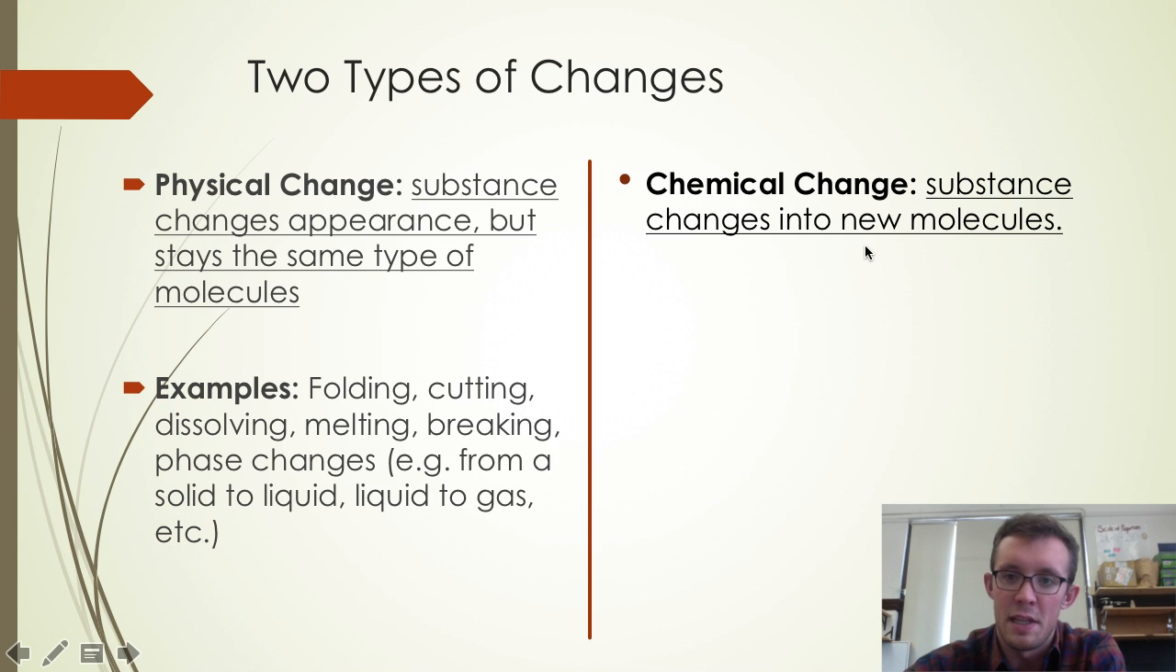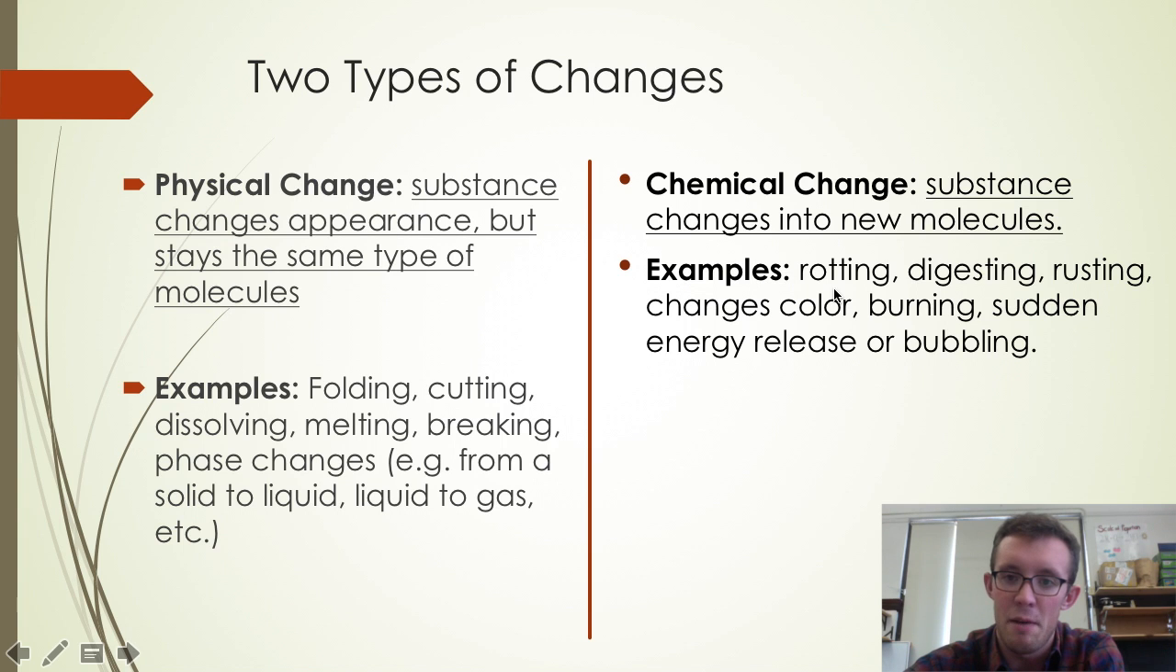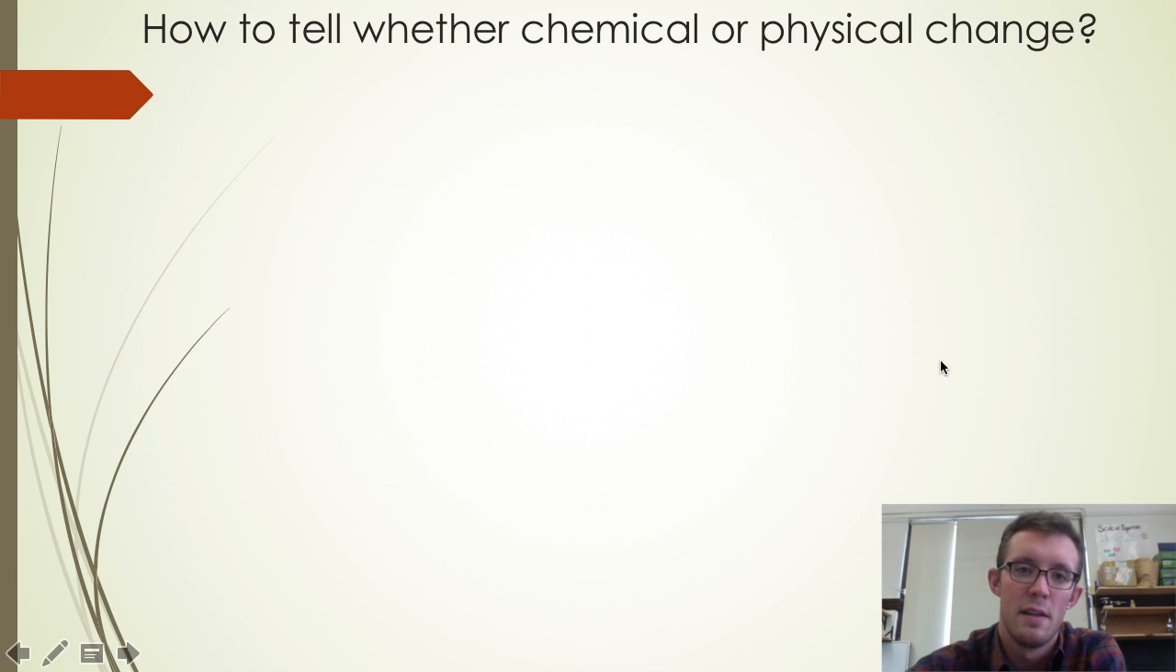A chemical change, on the other hand, does change a substance into new molecules. Examples of that would be something rotting, or our food digesting, or a piece of metal rusting. And often clues to a chemical change would be a sudden change in color, or something burning or releasing energy suddenly, or bubbling, a sudden release of gas.